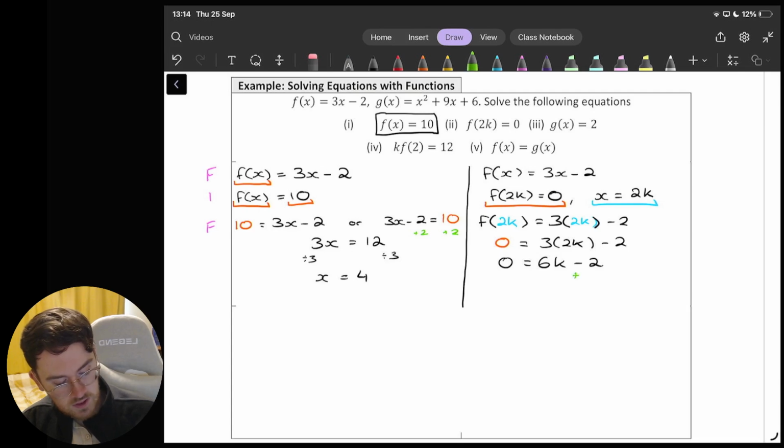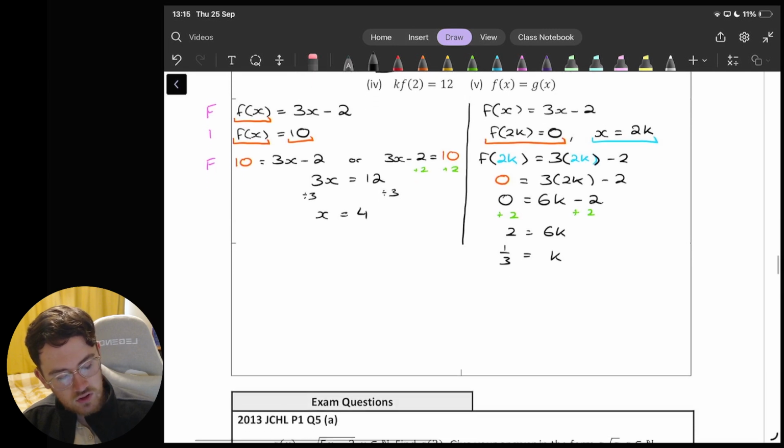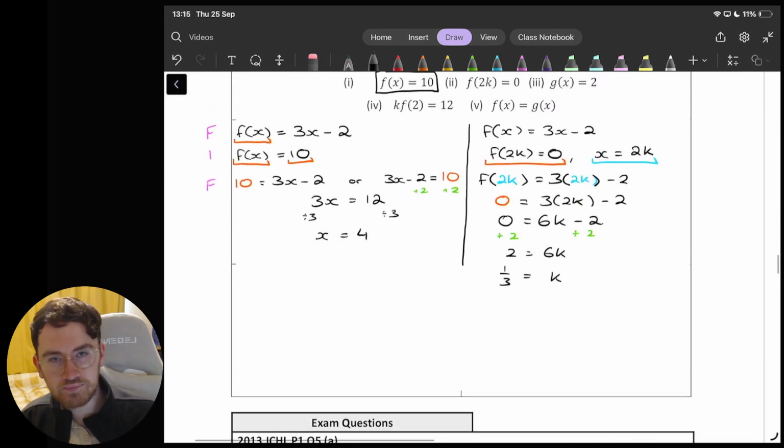What I would probably do here then is try and add 2 to both sides. So 2 is equal to 6k, and divide by 6 then to give me a third, to give me k is equal to 1 over 3. Okay, so I'm kind of content with that answer there for myself. Okay, let's continue through another example or two here.